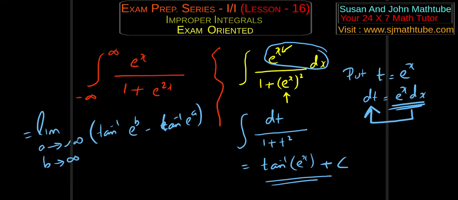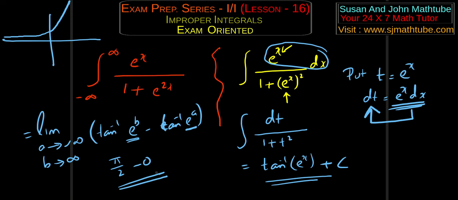Okay, now you plug in the limits. Again, draw the hockey stick. E power minus infinity is 0, e power 0 is 1, e power infinity is infinity. Okay, so this is going to be infinity, so you get pi by 2, and this is going to be minus infinity, so you get tan inverse 0, which is 0, so the answer is pi by 2.